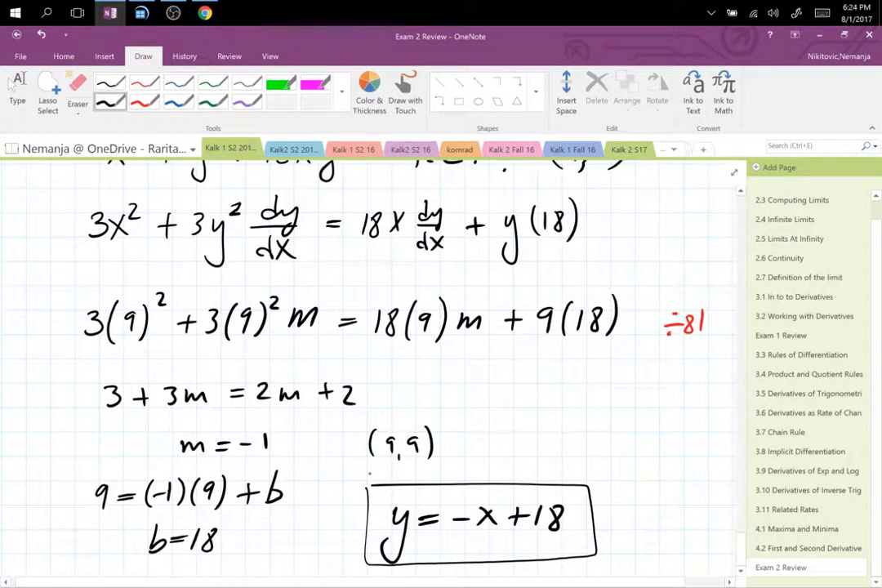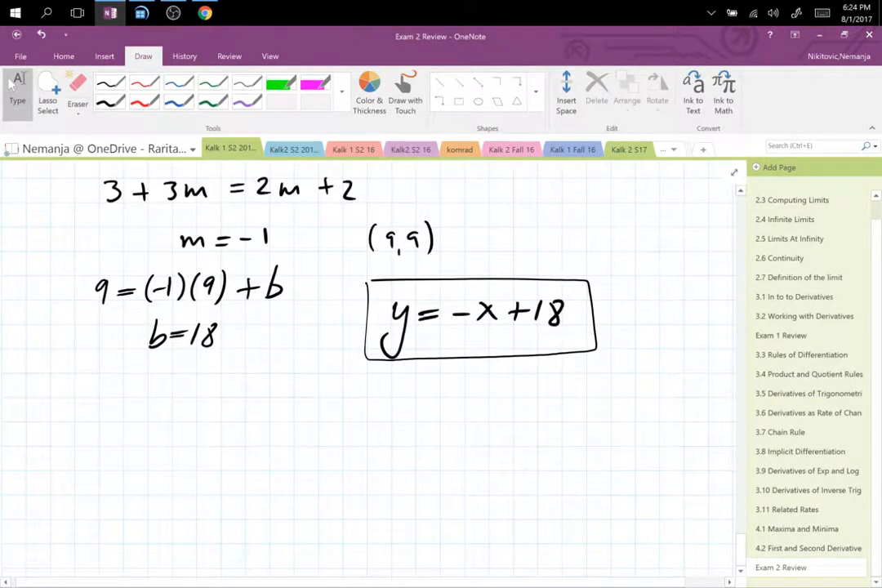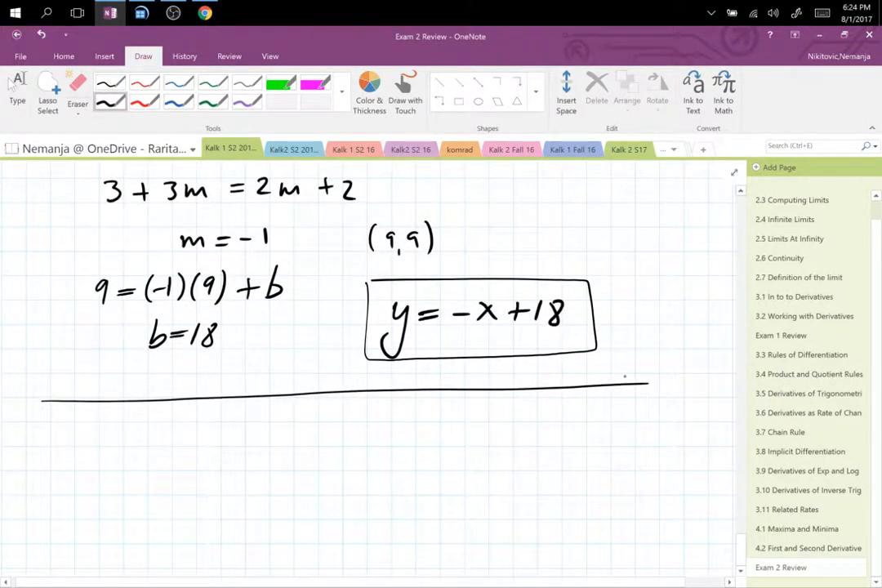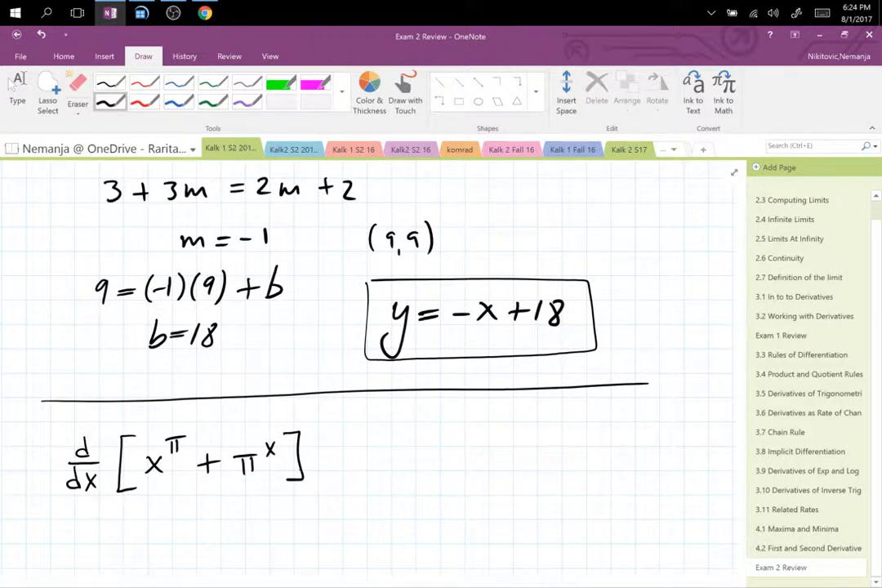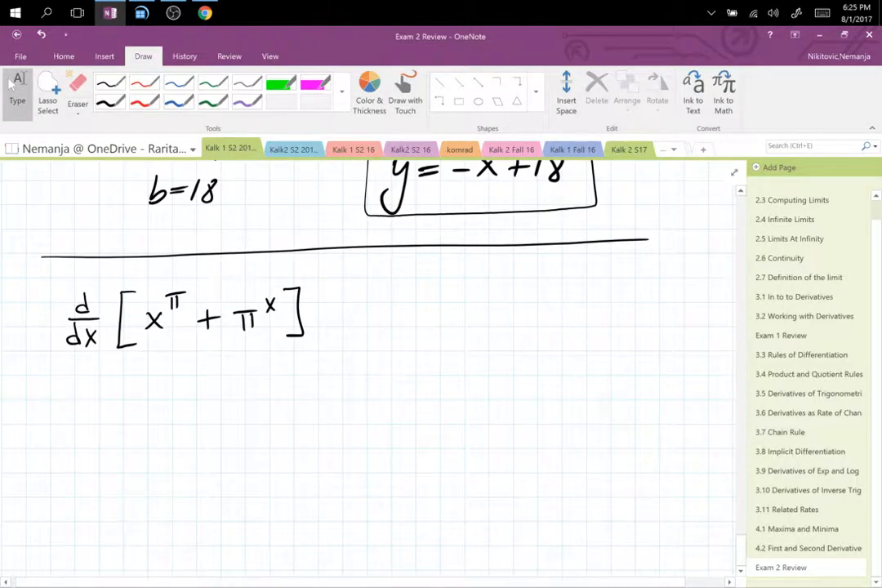All right, next question is really, really good. You know you're going to need this. We are supposed to find the derivative of x to the pi plus pi to the x. It's a really good question. I just take the pi to the x plus what?